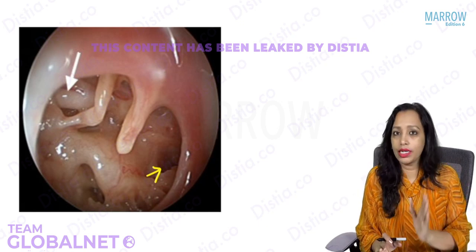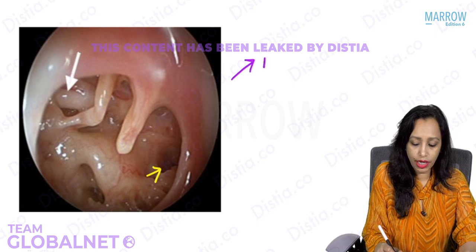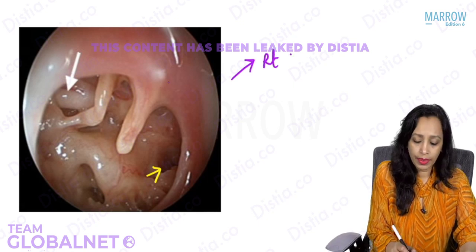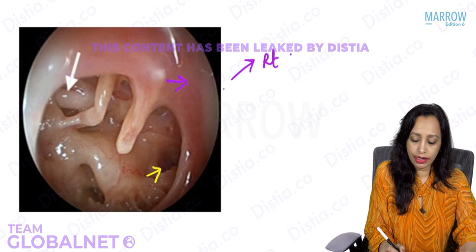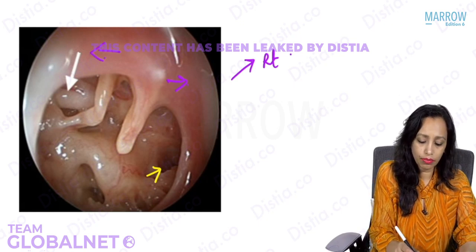So which ear is this that we are seeing? Yes, this is pointing towards the right. So this is the right ear. And which is the anterior part? Yes, this is also pointing towards the anterior. So this is the anterior part, and this is the posterior part.